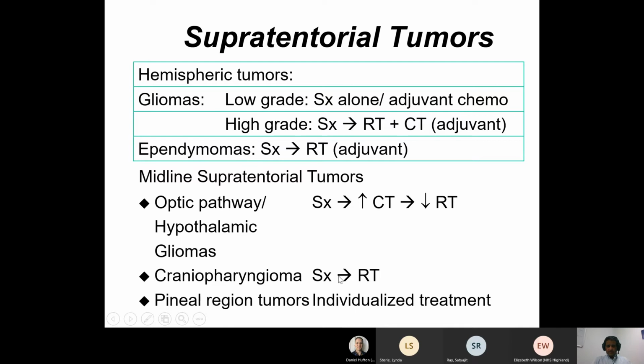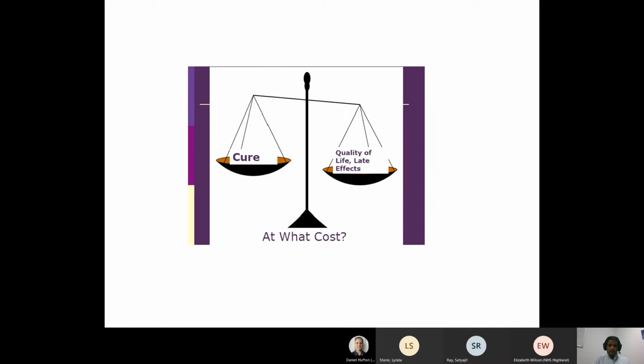Craniopharyngioma, surgery is the main treatment. If they are recurrent or incomplete, then radiotherapy. Pineal region tumors, depending upon the type of the tumors, so the treatment differs depending upon whether they are gliomas or pineoblastomas or what they are. So that's an overview of the treatment.